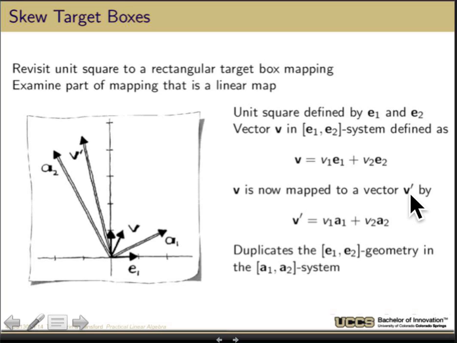I can map that to some vector v prime, which is v1 a1 plus v2 times a2. That is, if I were to take this same point v, and instead of looking at it in the e1, e2 coordinate system, I looked at it in some other coordinate system, it would have a different position, right? The vector would be different in that new space. Notice that in this drawing here, a1 is longer and a2 is much longer. So what used to be a simple vector v became a much longer vector over in this transformed space a1, a2. And don't worry about the drawing right now. We're going to come back and go through this a little bit more formally.